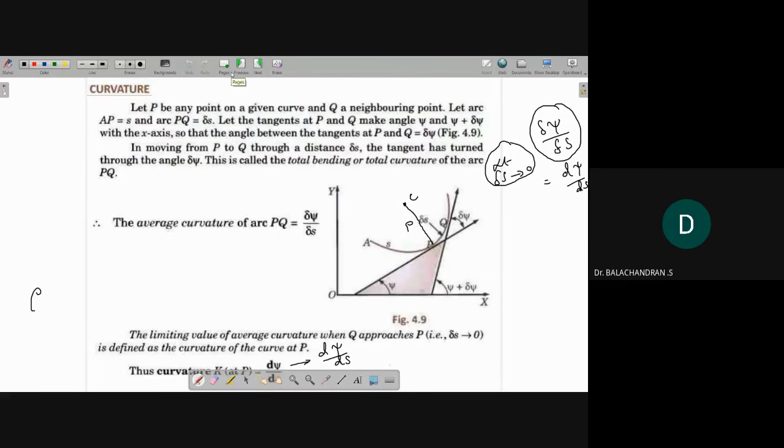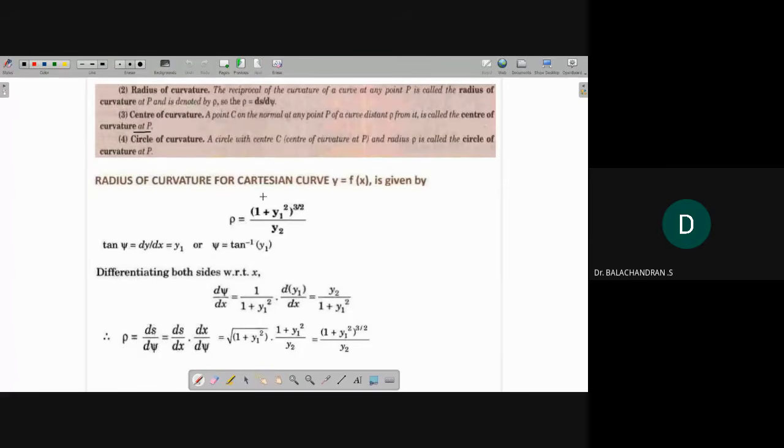Sir, how did we get that formula for radius of curvature? You can get it in two different ways. One is explained here. Another method I will tell you if possible now, otherwise later. This is the formula: rho equals 1 plus y1 square whole power 3 by 2 divided by y2. Now start from here.